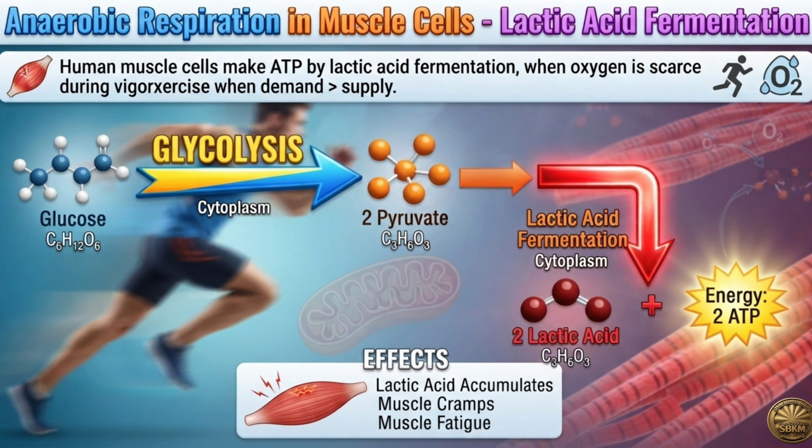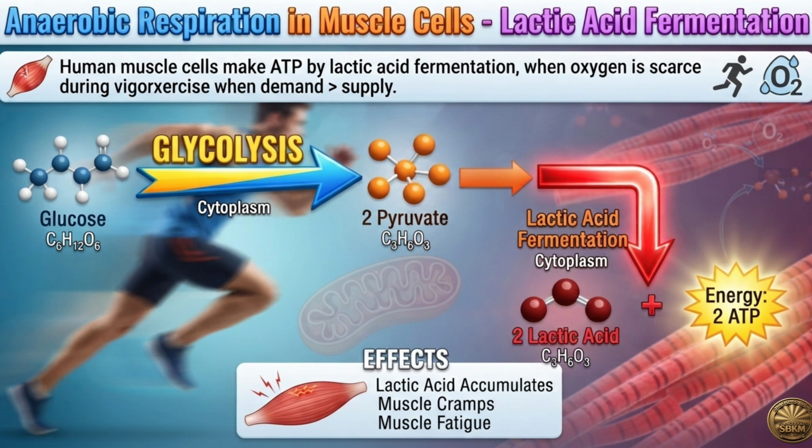Anaerobic respiration in muscle cells. Lactic acid fermentation. Human muscle cells make ATP by lactic acid fermentation when oxygen is scarce. This occurs at the time of vigorous exercise when demand of oxygen by the muscles is greater than its supply. Therefore, the muscles switch from aerobic respiration to fermentation, resulting in the production of lactic acid. This lactic acid accumulates in the muscles, causing cramps of muscle or muscle fatigue.